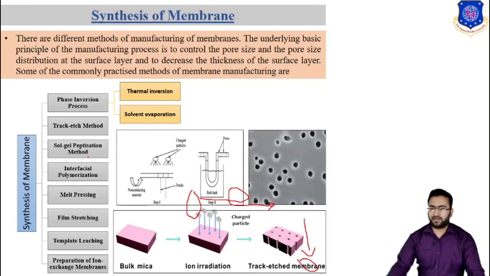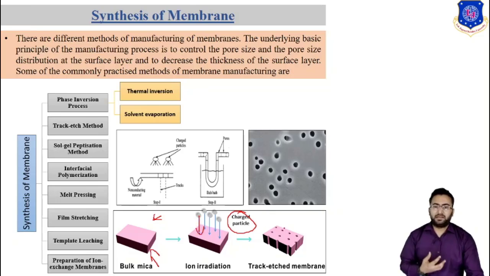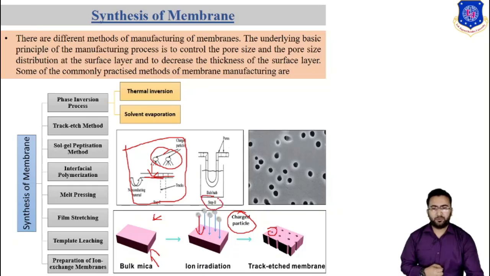The next process is the track-etch method. In the track-etch method, there are mainly two steps. In the first step, a film or polymer sheet is passed through charged particles. When the charged particles strike the membrane sheet, they make pores. So step number 1 is a polymer film where charged particles attack the sheet and make the pores. In step 2, we etch this membrane in an etch bath, so we can create uniform pore size. So this is the track-etch method.